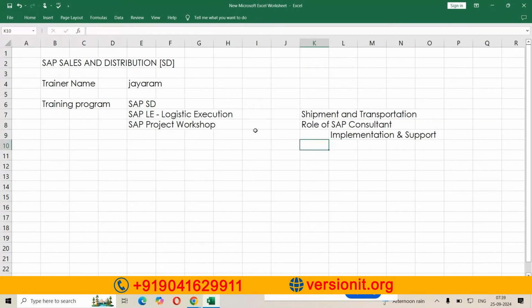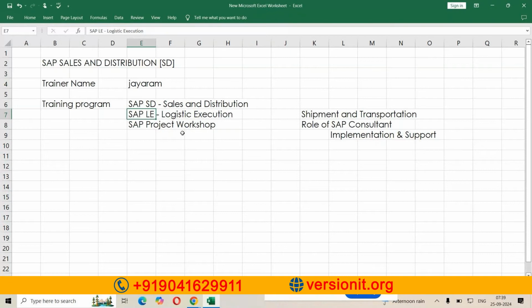You're going to be getting trained on SAP sales and distribution, SAP LE, along with the project, where this SD stands for sales and distribution, where we try to be responsible for mapping the entire business sales and distribution functionality on SAP platform.